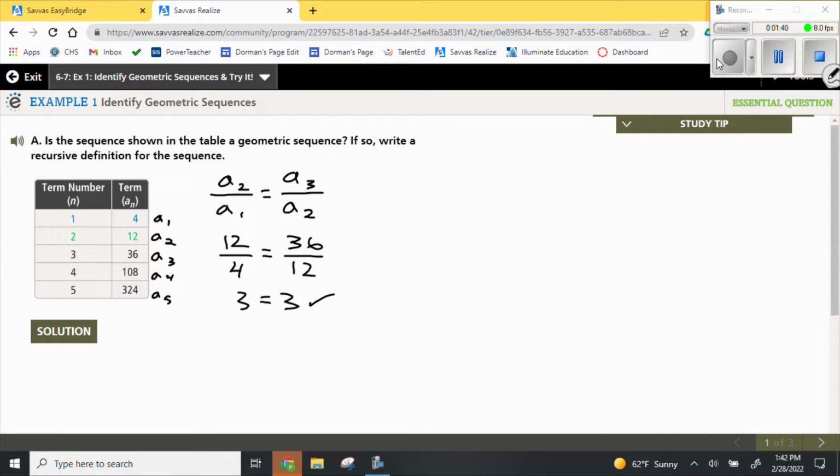Is it also true that 108 divided by 36 is equal to 3? Put that in your calculator or do it in your head, and you'll find out that indeed it is equal to 3, which means that this is a geometric sequence. And what we have just found is r. r is our common ratio.